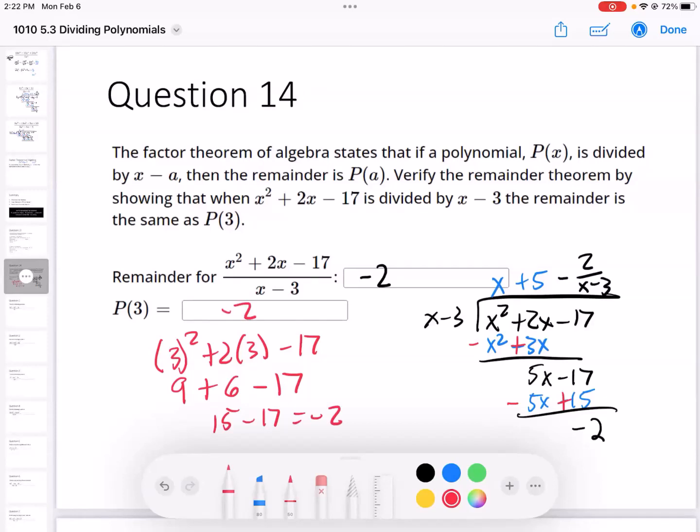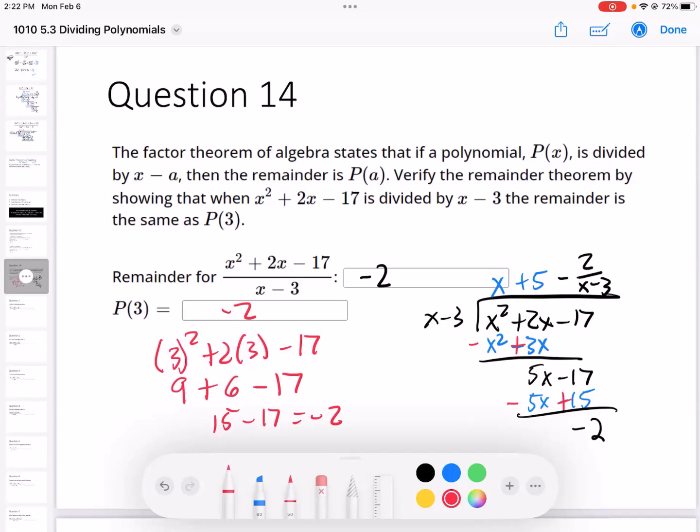So on this problem, you're basically just showing that the theorem is correct. You find the remainder with long division, and you find what the theorem says should be the remainder by plugging this number into this polynomial.